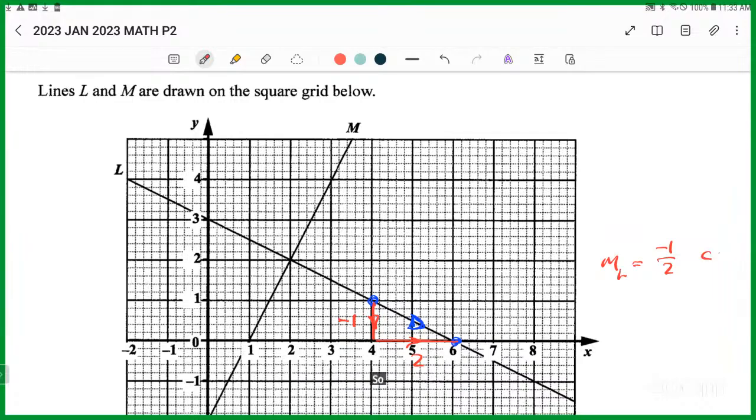So without doing any work, the equation is y equals mx plus c. This is the m, minus half x, plus c. c is 3.